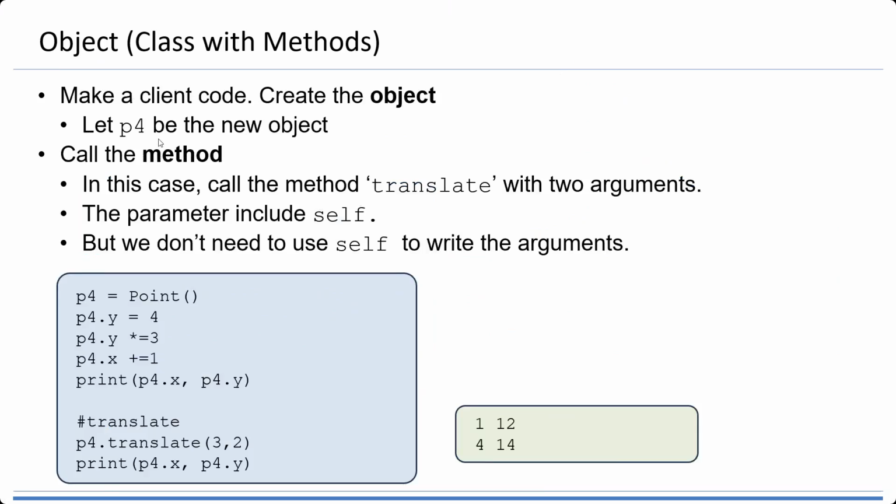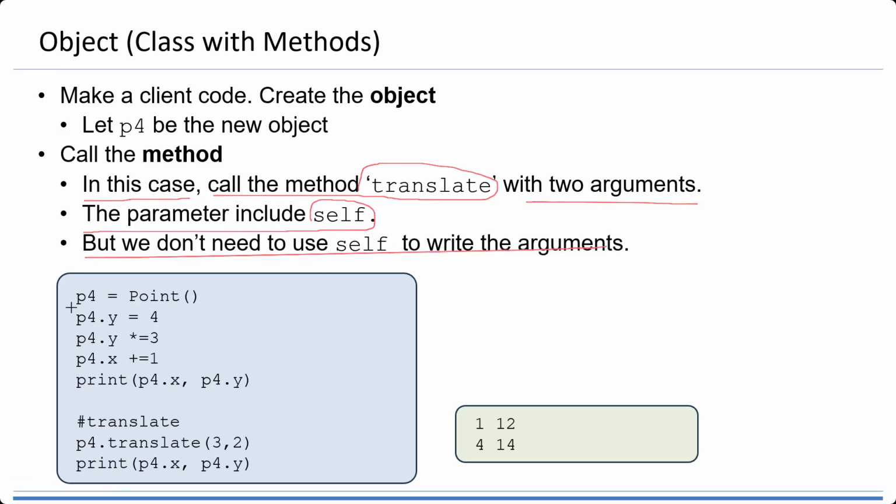I'm using the P4. Okay, let's make a client code and create the object. So let P4 be the new object and call the method. In this case, call the method translate with 2 arguments. The parameter includes self, but we do not need to use self to write the arguments.